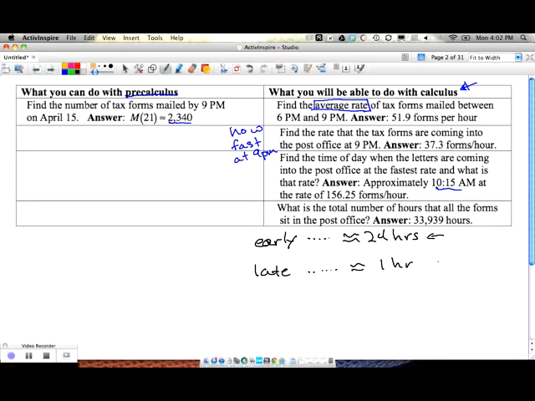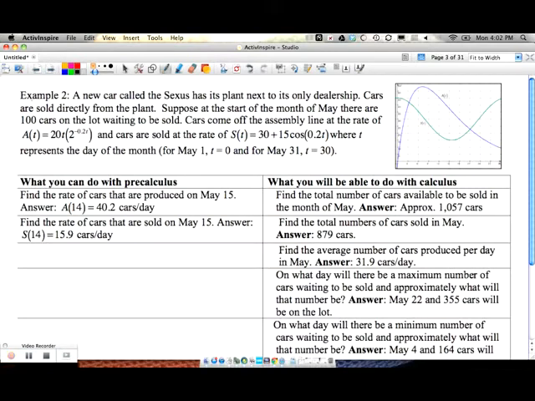So some forms accumulate a lot of hours and some don't accumulate much, but you can actually calculate the total with both types of forms. These are things you can do with calculus. Let's look at how we might see this in another example here.